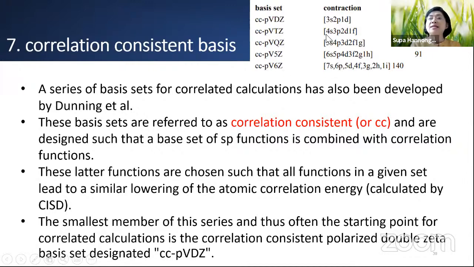Yeah, and you can see this is the orbitals that are included in the system, and here are the basis functions related to each correlation consistent function.